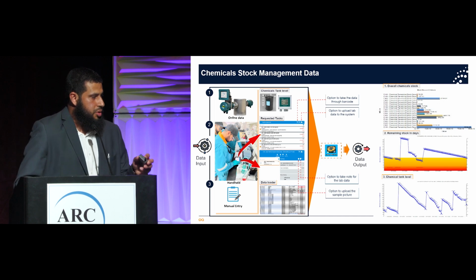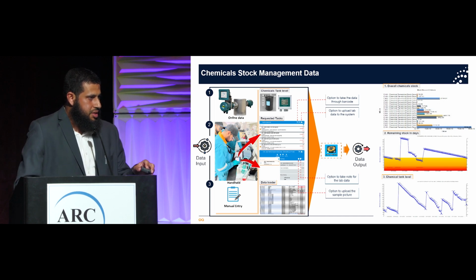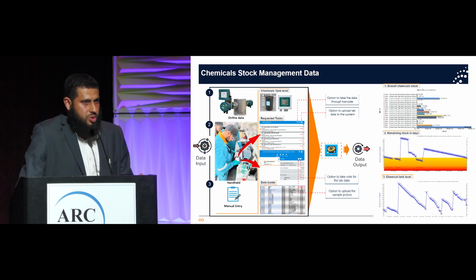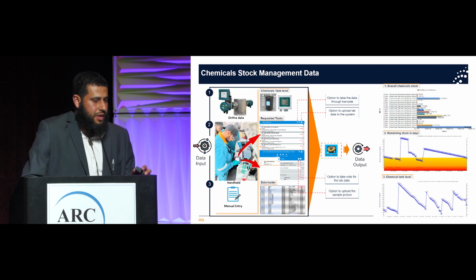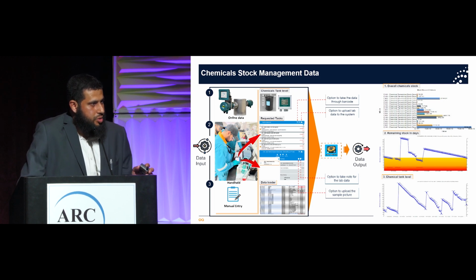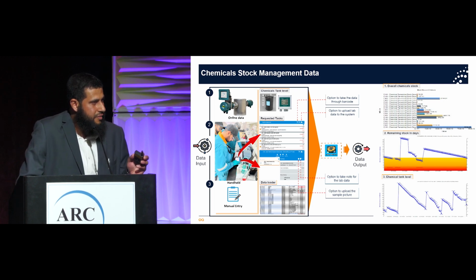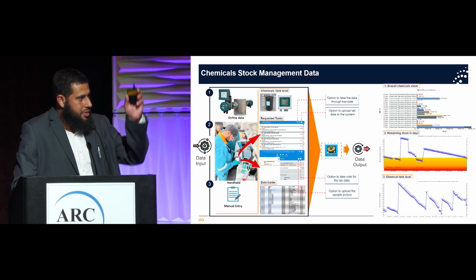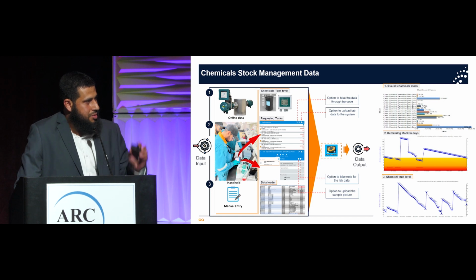Then you can go to the second graph, for the end user, the chemist. He will see how much stock there is for one chemical, and the third one will show you how much chemical we have in the tank itself. And you see there is an up and down, because there is a top-up of the chemicals.